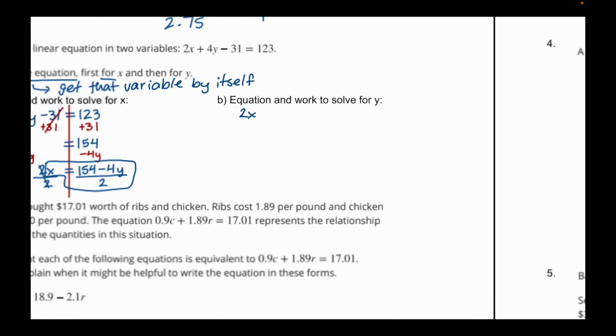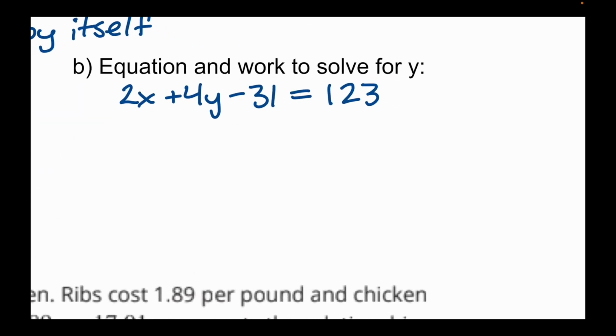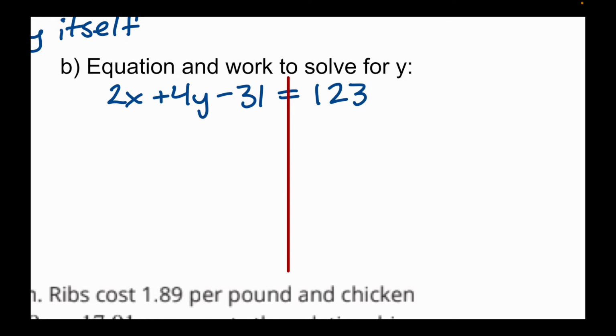2x, I believe it was plus 4y minus 31 equals 123. I'm going to put in my barrier line here so I make sure I'm doing the same thing to both sides and not accidentally adding to one side. And instead of solving for x, we are now solving to get y. So we want to get y by itself. So I now need to move away the 31 and then the 2x before I end up dividing by 4.